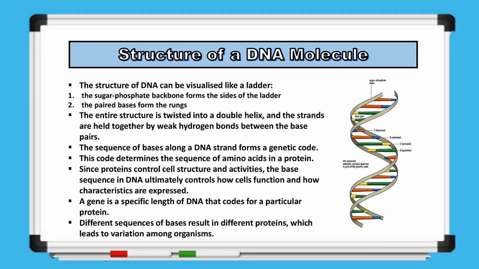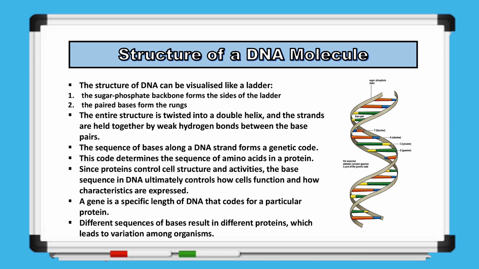The two strands are held together by weak hydrogen bonds between the base pairs. The order of these bases forms a genetic code, which contains instructions for building proteins. These proteins control the structure and activities of cells, so the DNA code ultimately determines how an organism develops and functions. A gene is a specific section of DNA that carries the instructions for making one protein.